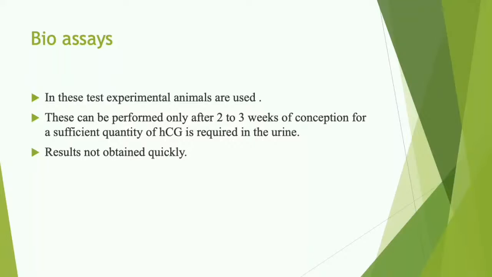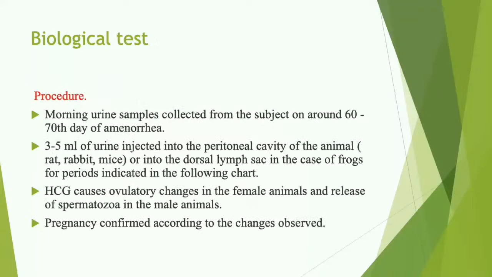So this can be performed only after 2 to 3 weeks of consumption, because you require a high quantity of HCG in the urine then, and results cannot be obtained quickly. So these are, you can say, the demerits of using the bioassay system. So what is the basic behind this biological test?